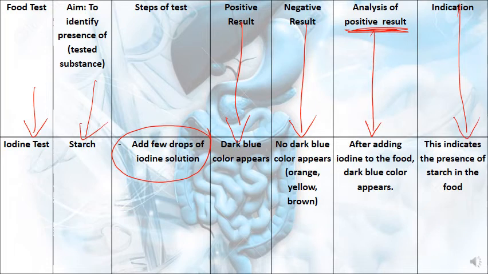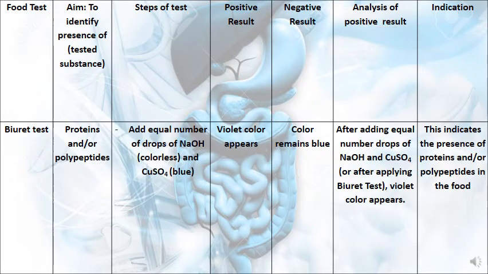While if we add iodine test and we have negative, so after adding iodine to the food, no dark blue color appears. This indicates the absence of the starch in the food. So here, analysis of the positive result. So after adding iodine to the food, dark blue color appears, indicating the presence of starch. Third test, this is the last test, the Biuret test. Biuret test is done to identify the presence of proteins and/or polypeptides.